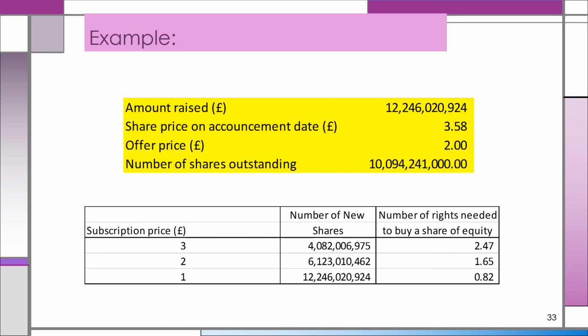The number of new shares issued is equal to the amount of capital raised divided by the subscription price. The number of rights needed to buy a share of equity is equal to the number of existing shares outstanding divided by the number of new shares. Happy trying!